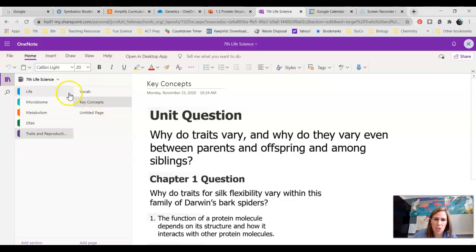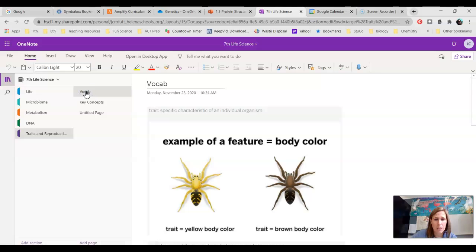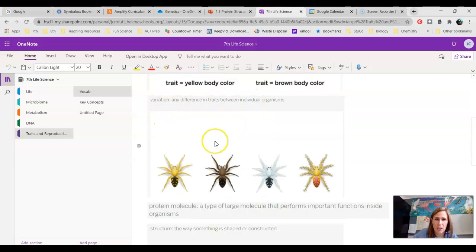Then for your vocab, you guys should have added 5 words today, I believe. You should have added trait. So here's what a trait is. It's a specific characteristic of an individual organism. So a trait for us might be eye color. Okay, we have different variations for eye color. We could have brown eyes, green eyes, blue eyes, etc. Okay, so trait is your first vocab word, followed by variation. Your variation would be all of the different colors of eyes you might see. So again, brown, blue, green, etc.